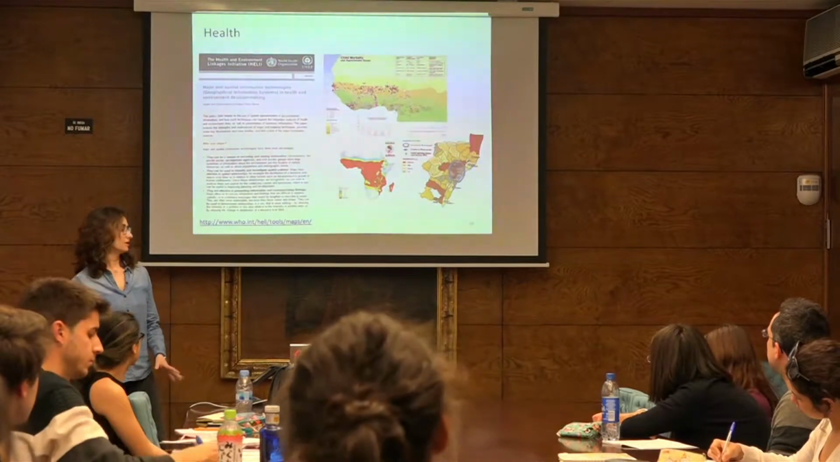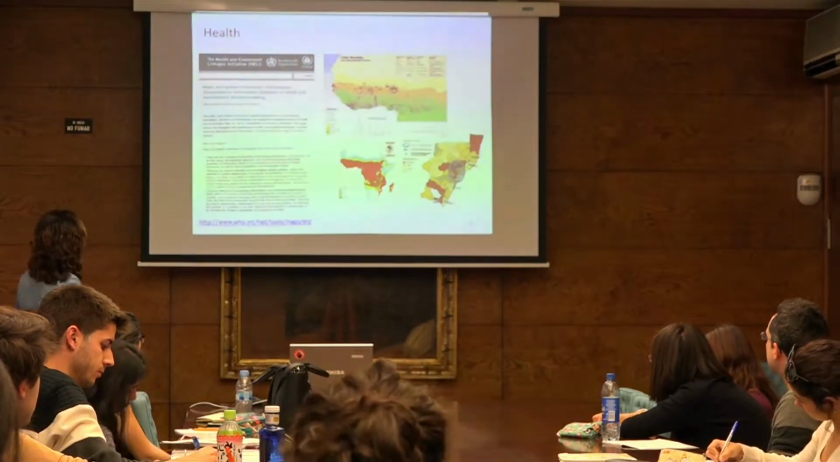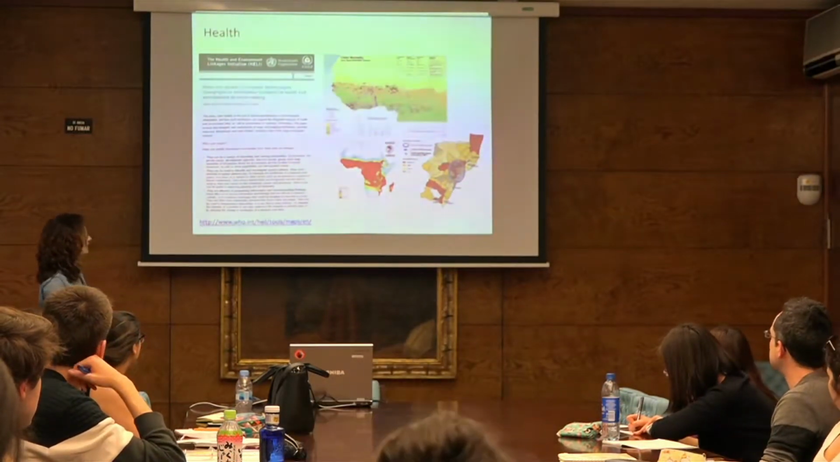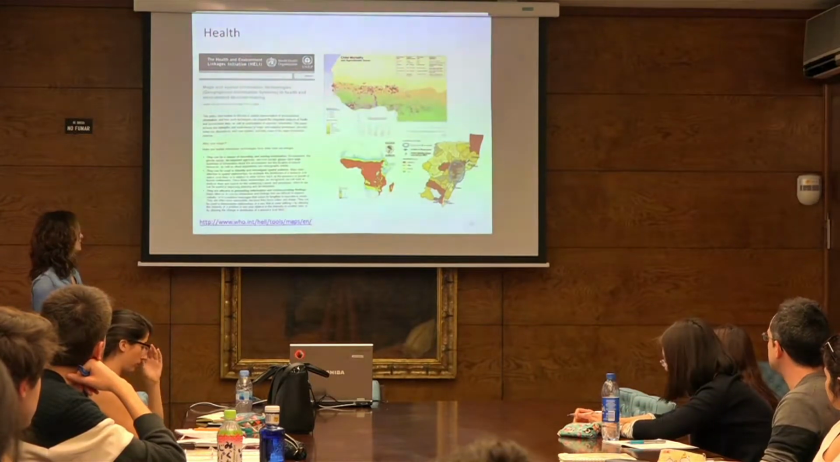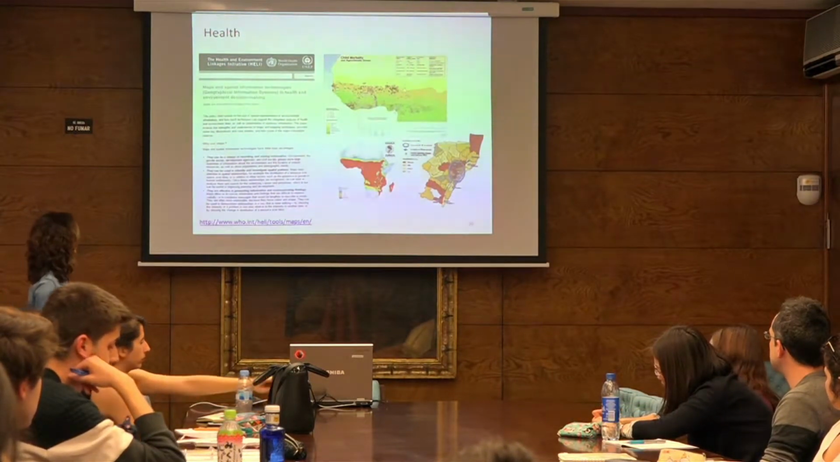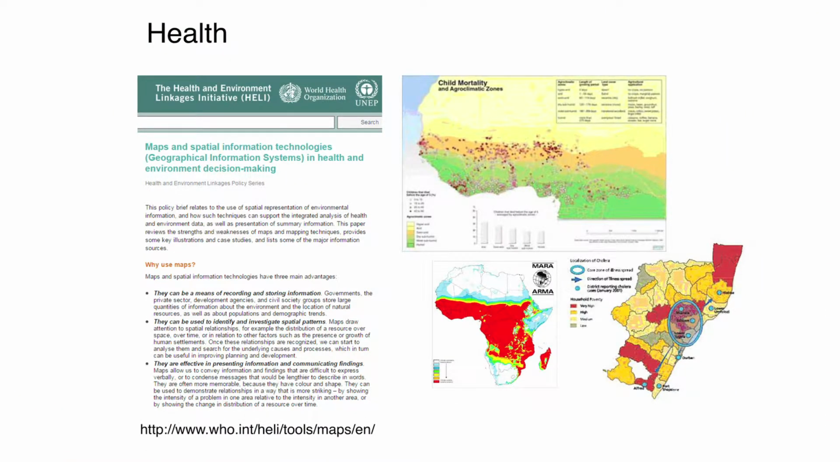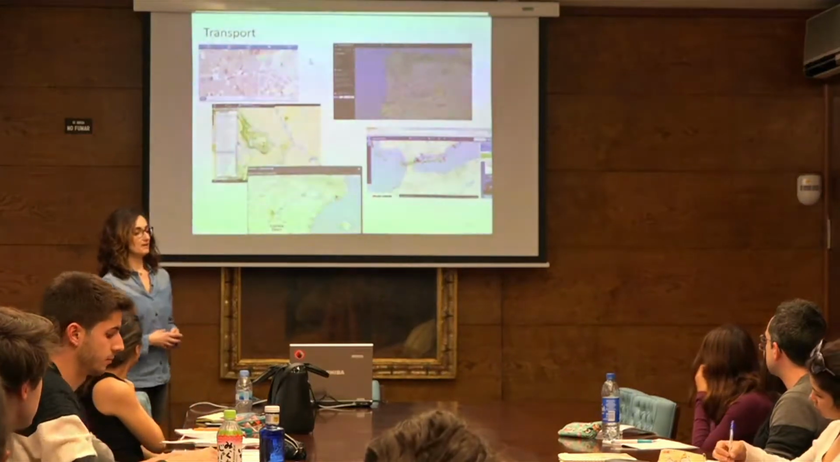and to see service areas. Another topic that is often analyzed with GIS is health. Here is the World Health Organization, and they recommend the use of maps for different kinds of studies. For example, in the upper part, you have child mortality, and they cross it with agroclimatic zones. So they can see if there is a relation between zones that are poor in terms of agriculture and child mortality.